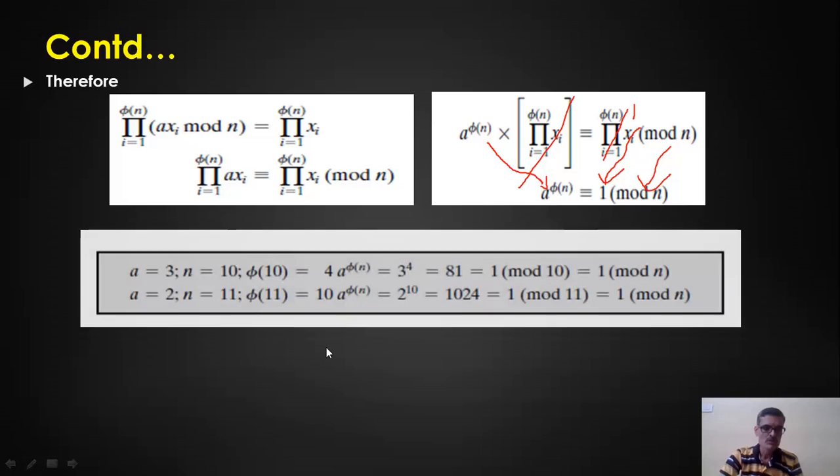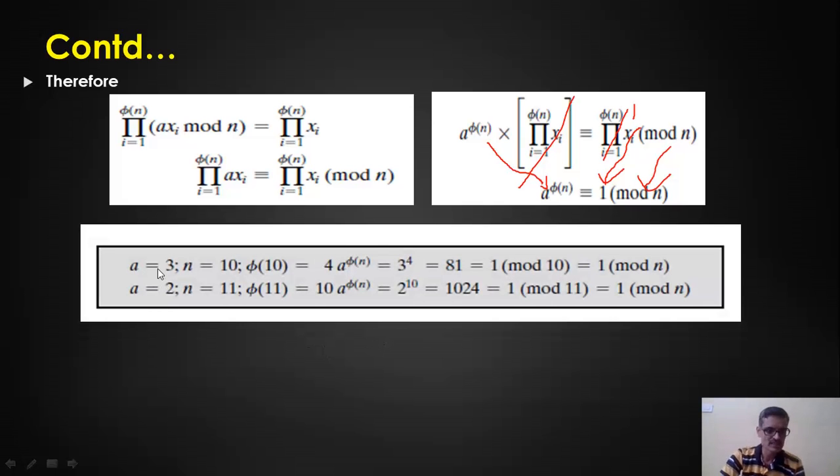Now, a few examples. Let us go with a equal to 3 and n equal to 10, which is my previous example. We know that phi of 10 is equal to 4, and we know the elements also, 1, 3, 7, 9. So a to the power phi of n, that is 3 to the power 4, is 81. It is congruent to 1 mod 10, right? That is, 81 divided by 10 gives a remainder equal to 1. That's the answer I'll get. So this condition holds true.